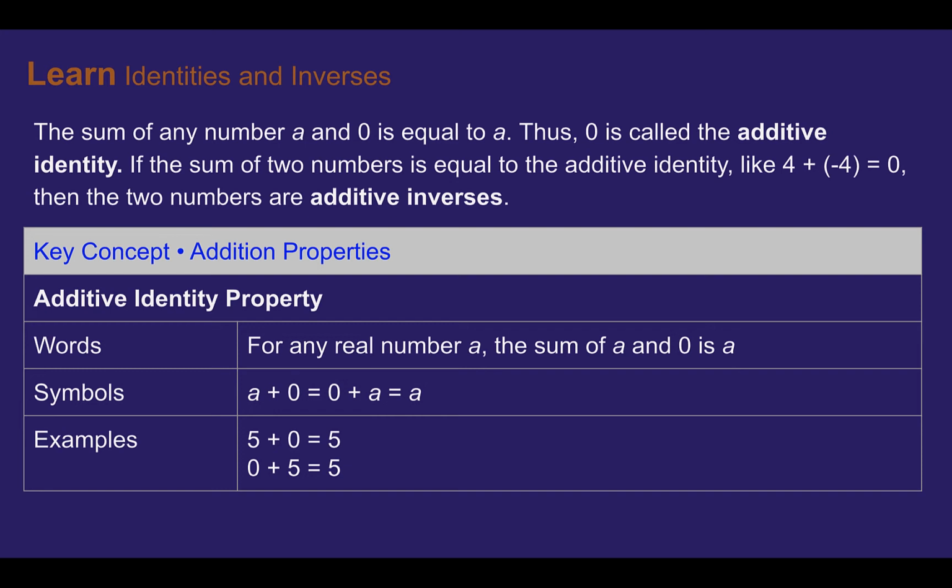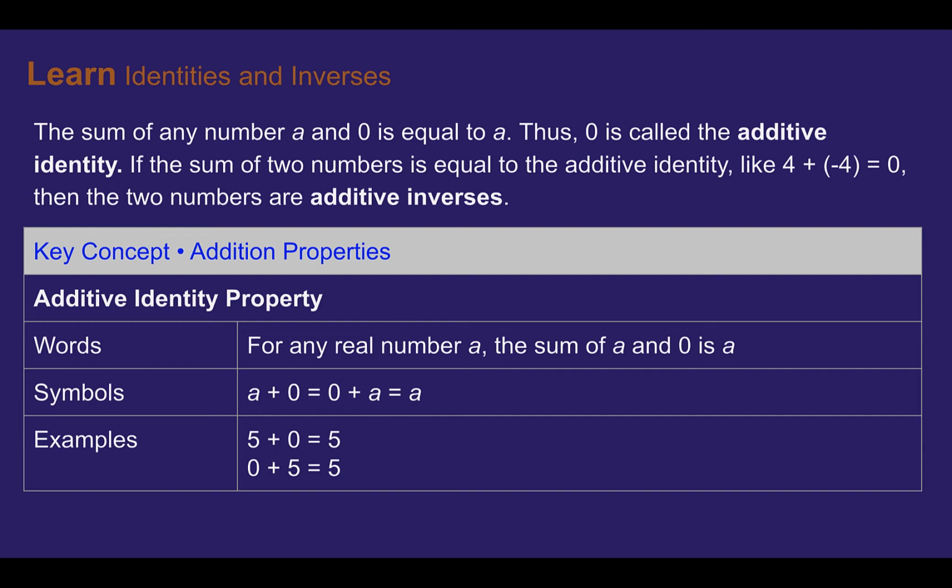Let's learn identities and inverses. The sum of any number a and 0 is equal to a. Thus, 0 is called the additive identity. If the sum of two numbers is equal to the additive identity, like 4 plus -4 equals 0, then those two numbers are called additive inverses. So we're going to look at these two words.